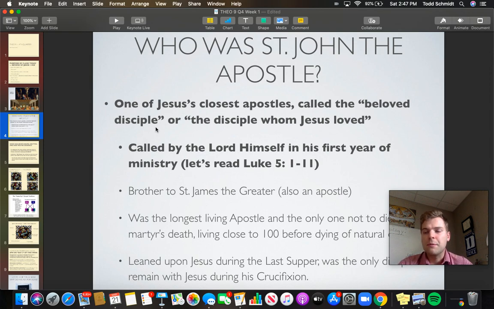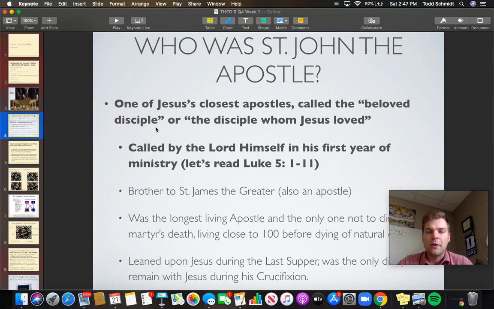I think that's important to keep in mind, that we're reading the very words of a man who knew Jesus very, very closely. He, in fact, refers to himself, remember, as the beloved disciple, or the disciple whom Jesus loved. In his own very writing, he says that. So he knew the Lord very well. They were friends for a long time.